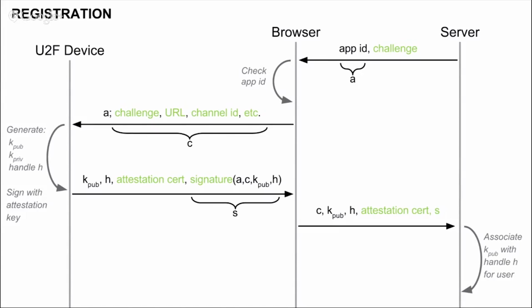But we also use that attestation key to sign all the registration information. So that's the newly generated public key, the state of the browser for the URL and channel ID, as well as the challenge. Why do we do that? To protect against phishing and man-in-the-middle attacks for registration as well. But why do we have to sign it? So it's not modified if there's a man-in-the-middle.